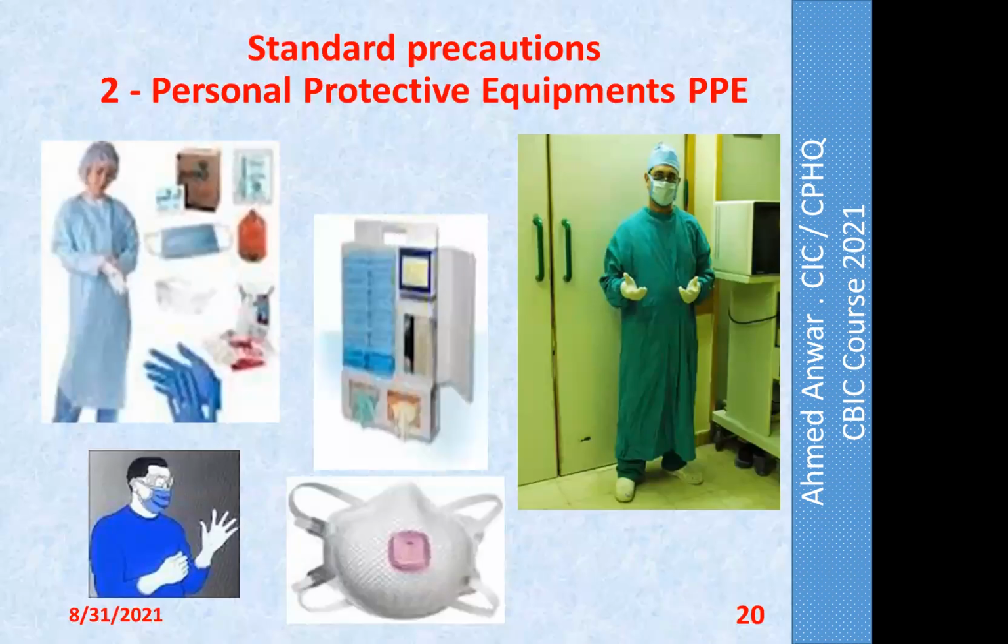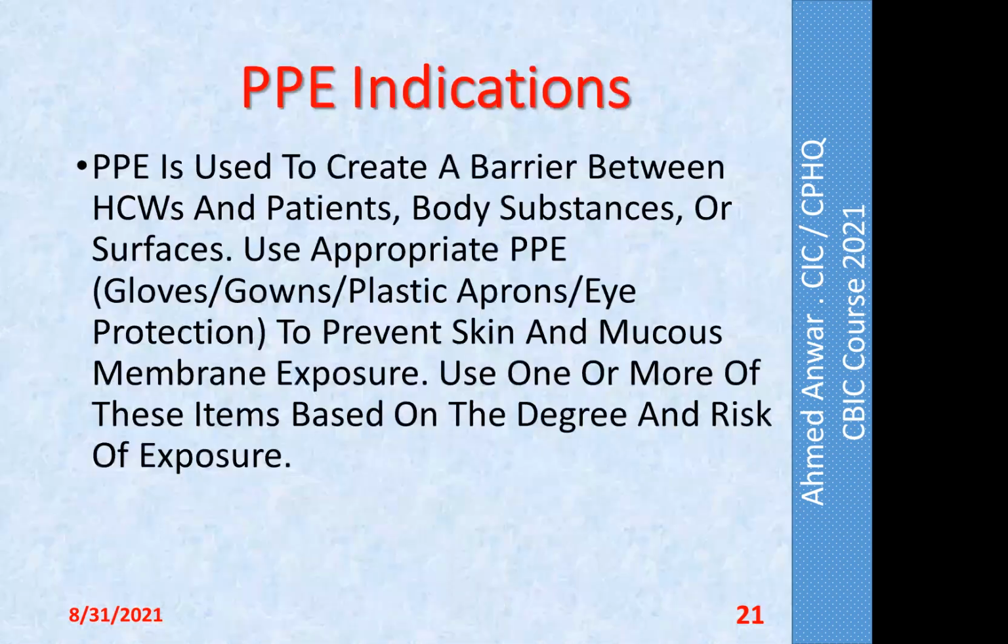The second point in standard precautions is personal protective equipment, PPE, like gloves, gown, mask, head cover. What we need to know about PPE is the indication of PPE and the sequence of donning and doffing. PPE is assigned for patient care only and according to the risk from the patient. The purpose of PPE is to create a barrier between the healthcare worker and the patient's body fluid.